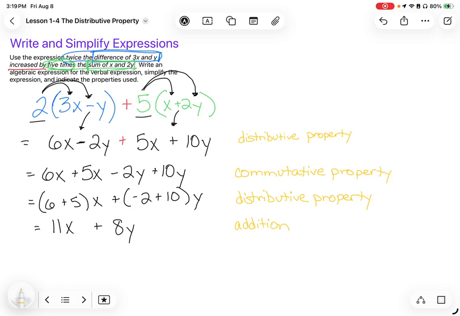So we took a verbal expression, which is when you write the math out in English. We turned it into an algebraic expression. Then we simplified the algebraic expression. And what I think maybe is the most important part, as we were simplifying it, we justified our simplification, meaning we gave the reason why we were allowed to do each one of these steps.